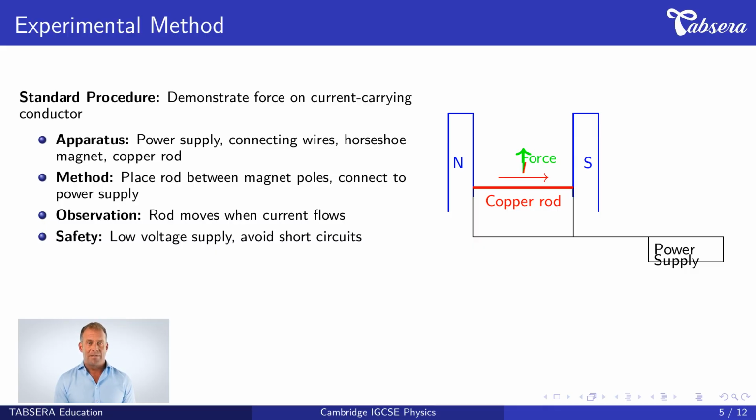The method consists of these steps. First, place the copper rod between the poles of the horseshoe magnet. Second, connect the rod to the power supply using the wires. Third, switch on the current and observe the rod's movement. The observation shows the rod moves perpendicular to both current and field directions.